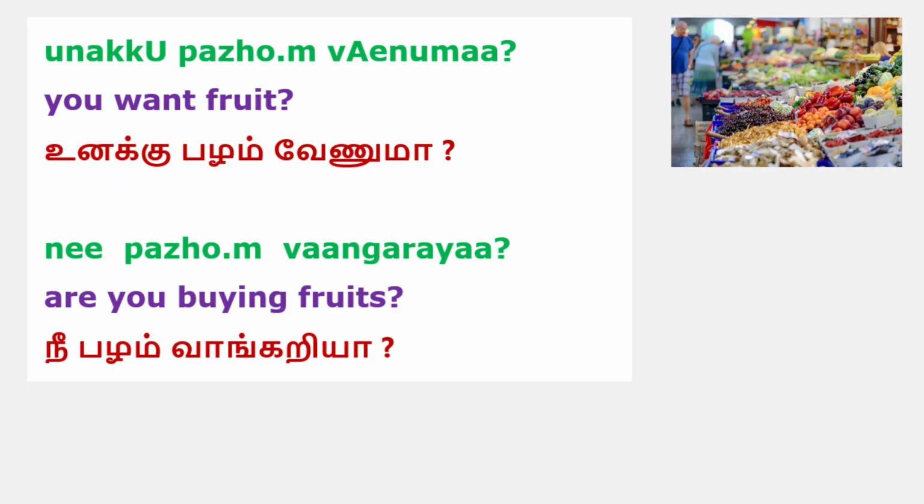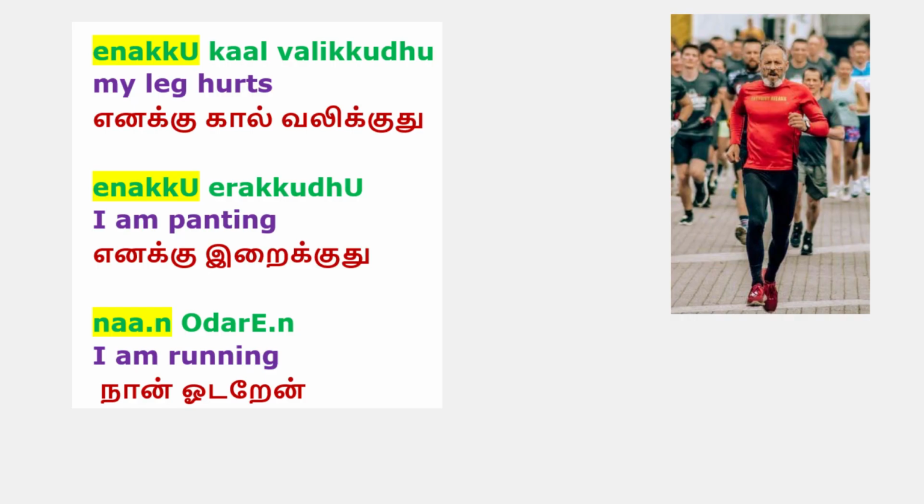உனக்கு பழம் வேணுமா? You want fruit? நீ பழம் வாங்குறியா? Are you buying fruits? Simple here. The first one is inquiring a wish, and the second one is an action. எனக்கு கால் வலிக்குது. My leg hurts. எனக்கு இறைக்குது. I'm panting. நான் ஓடுறேன். I'm running. I'm sure you can understand yourself.